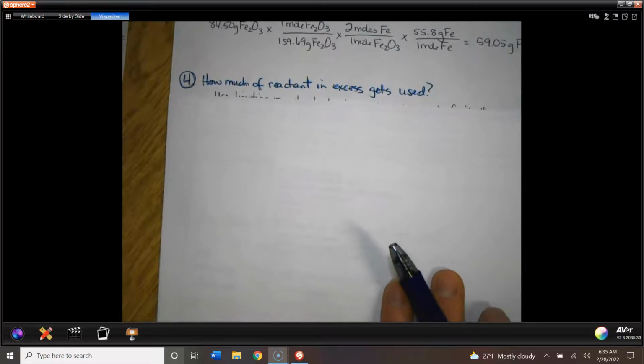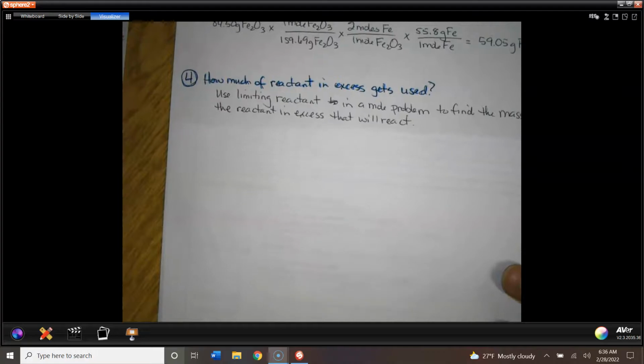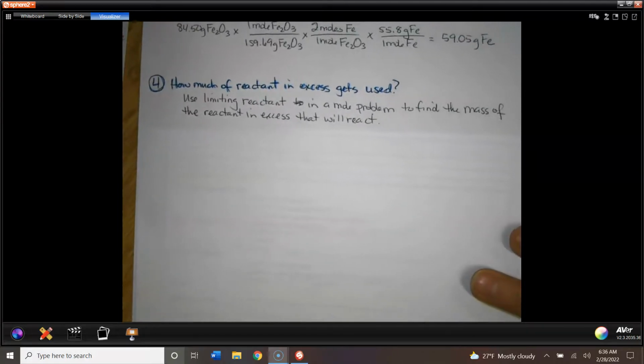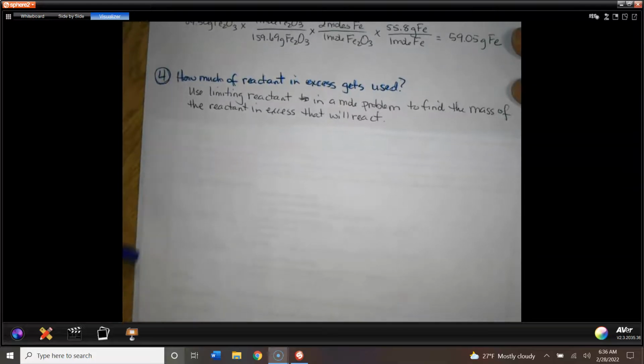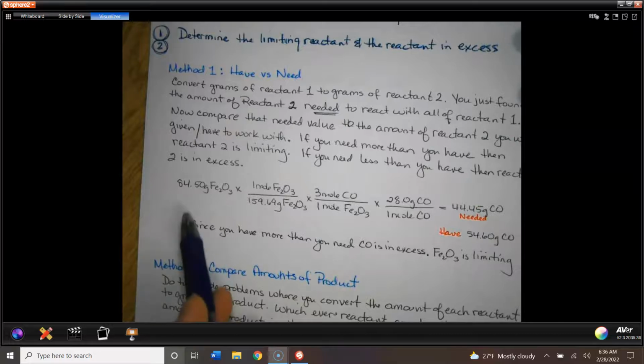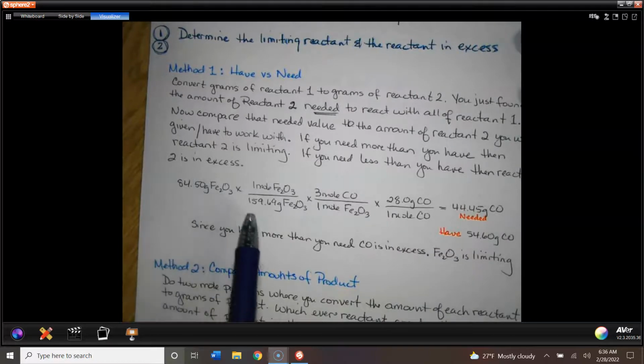Okay, so step 4, how much of the reactant in excess got used? Well, you're going to use the limiting reactant in a mole problem to find out the mass of the reactant in excess that will react. Now here's the nice thing. If you did a have versus need method and you chose wisely, you actually have answered that question. In this case, I chose wisely.